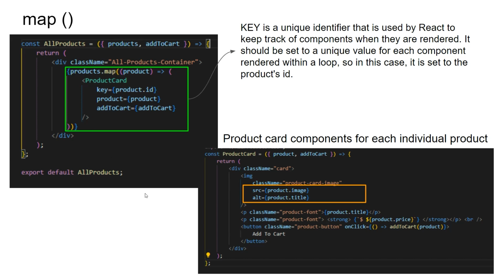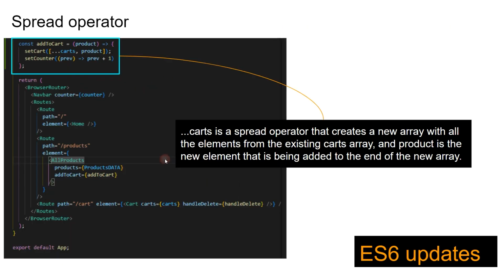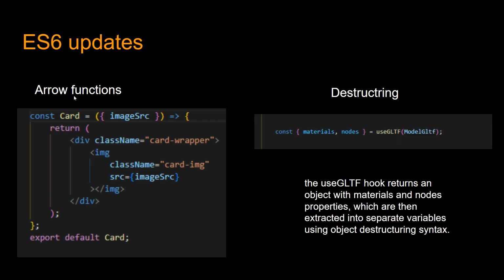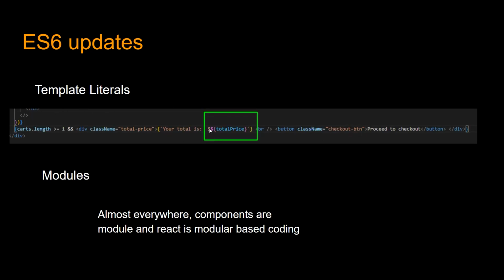The map method executes a callback function that takes the product as an argument and renders a product cart component in return. A spread operator allows me to spread the cart array and make a new array with the product included in it. A spread operator is an ES6 update. I also used arrow functions, a new syntax of declaring functions, and destructuring to extract values from arrays or objects and assign them to variables. Also template literals to embed expressions inside a string, and modules.